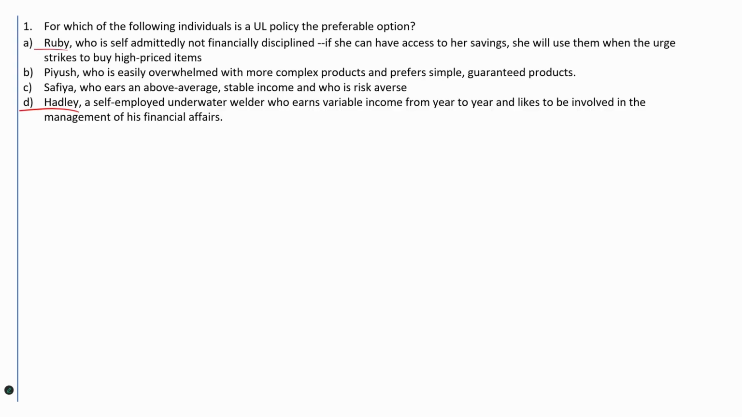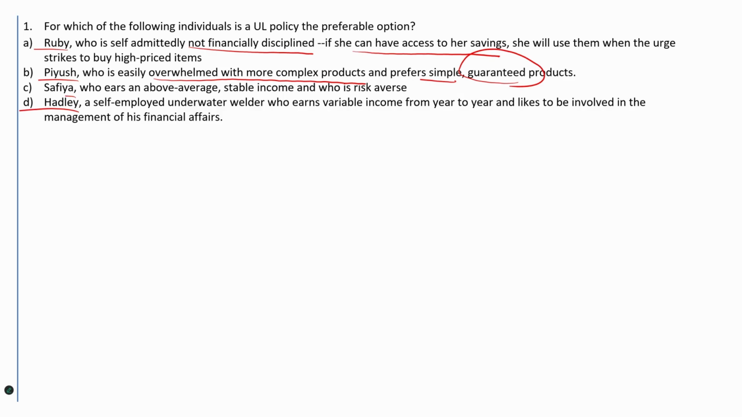So for Ruby, she's not financially disciplined. If she can have access to her savings, she will use them. So you have access to universal life savings after a while, right? So it's not basically the best option. Option B is somebody that's easily overwhelmed with more complex products. Universal life is considered complex because of the investment part of it, because of the mutual funds, and this person always prefers simple and guaranteed products. So as we mentioned, a universal life, it's not guaranteed in terms of the investment portion. And if your investments don't give a good return, you might need to pay more premiums to cover the cost of insurance in the future. So even the premiums are not guaranteed, right?